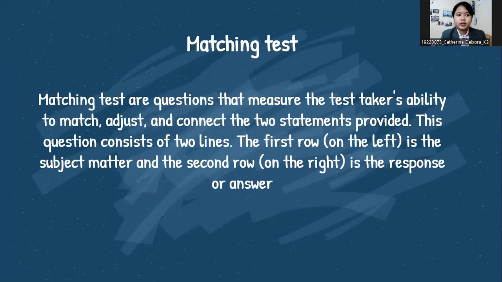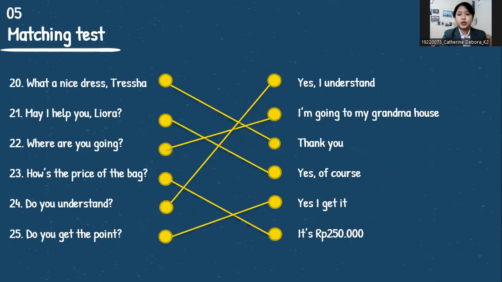Number 5 is matching test. Matching tests are questions that measure the test taker's ability to match, adjust, and connect the two statements provided. These questions consist of 2 lines. The first row on the left is the subject matter, and the second row on the right is the response or answer.